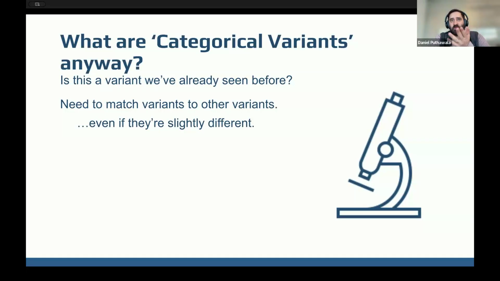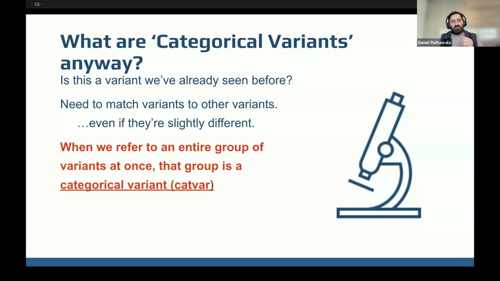So in genomic medicine, the question we're often trying to answer is, we look at some patient, we find some variant, and we want to know, is this a variant we've seen before? Because if it's a variant we've seen before, we usually have genomic knowledge about that variant, phenotypes it might be linked to, therapeutics we might be able to use for it. And so what we need to know is whether we've seen this before or not. And this is complicated because oftentimes the variants are slightly different.